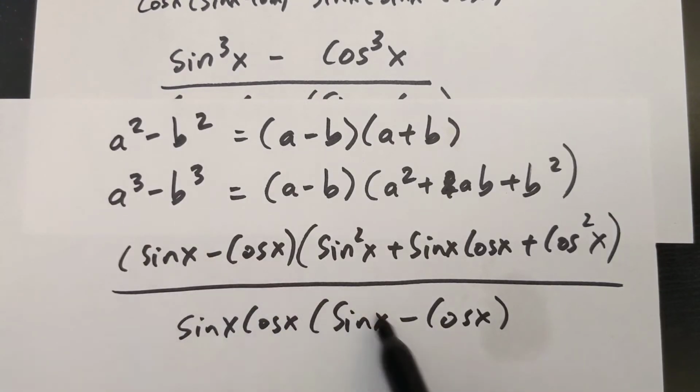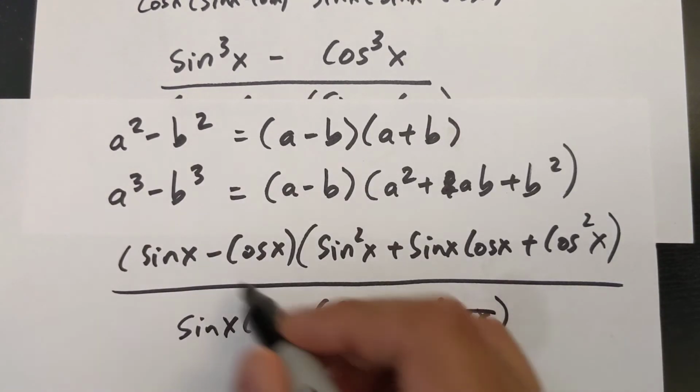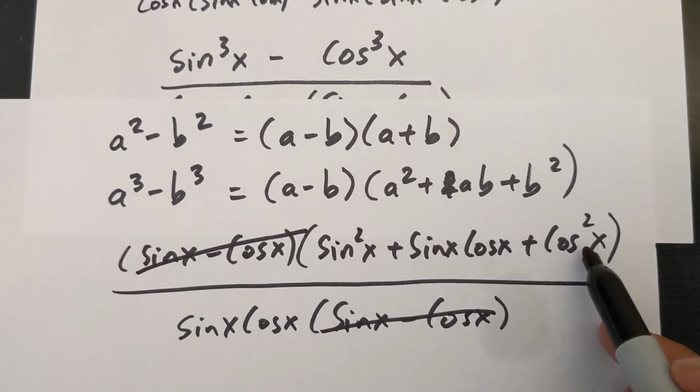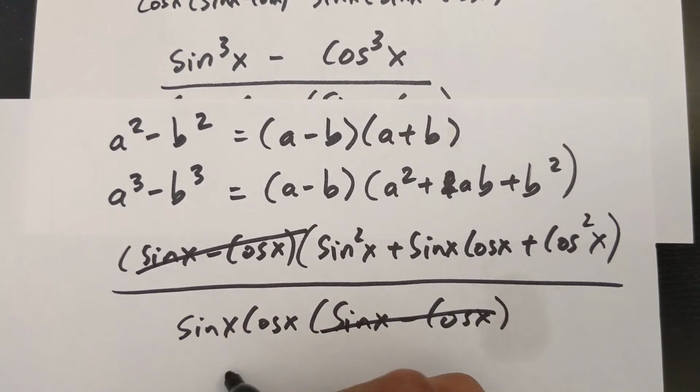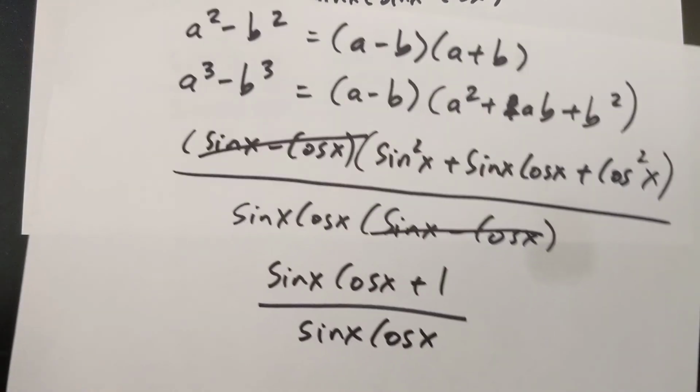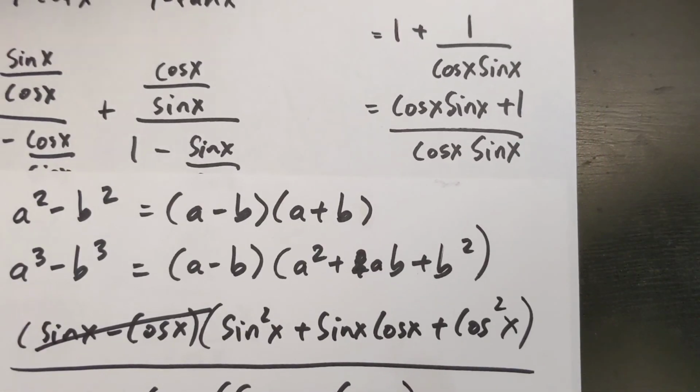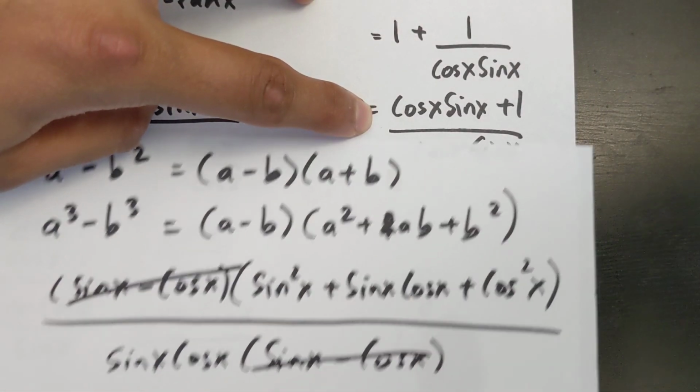Now in this step, these two brackets are identical, so they can cancel off, and sine square x plus cos square x is just 1. So on the top I have sine x cos x plus 1, and the bottom is just sine x cos x. If you compare this, it's identical to what we had on the other side right there.